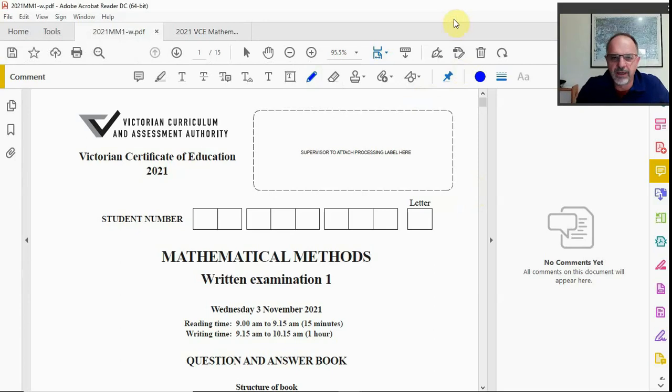So what we're looking at here is a walkthrough of the 2021 Maths Methods written examination. These are my explanations, and I will refer from time to time to things that are in the examiner's report. Of course, you should all look at that yourself and use your teacher.